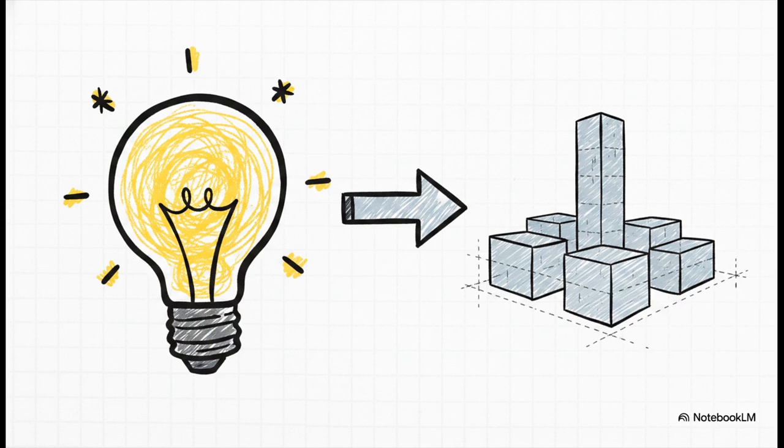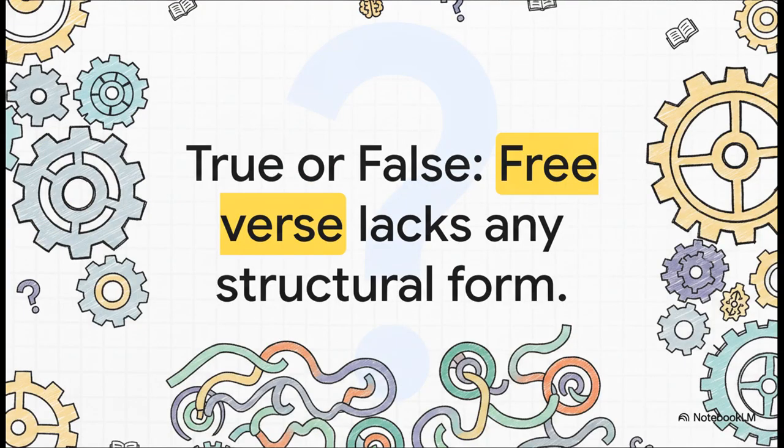Think about it. If you try to analyze the line breaks before you even know what the words mean, you are going to get incredibly frustrated. So always remember, meaning first, architecture second. Let's do one more quick check. True or false? Because free verse does not have an established meter, it lacks any structural form.